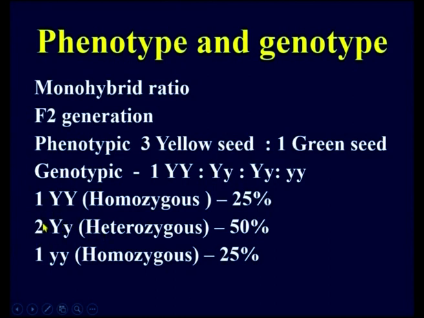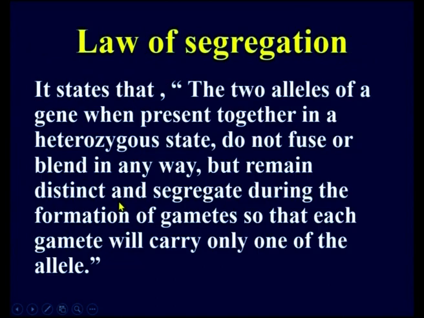So this ratio is called 1:2:1. So 25% of them are pure yellow, 25% pure green, and 50% is hybrid plant. So this is the difference between phenotypic ratio and genotypic ratio.